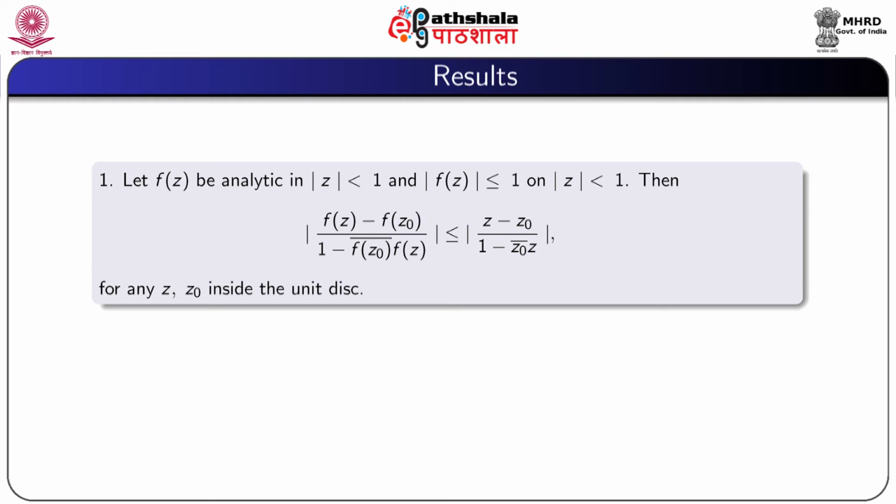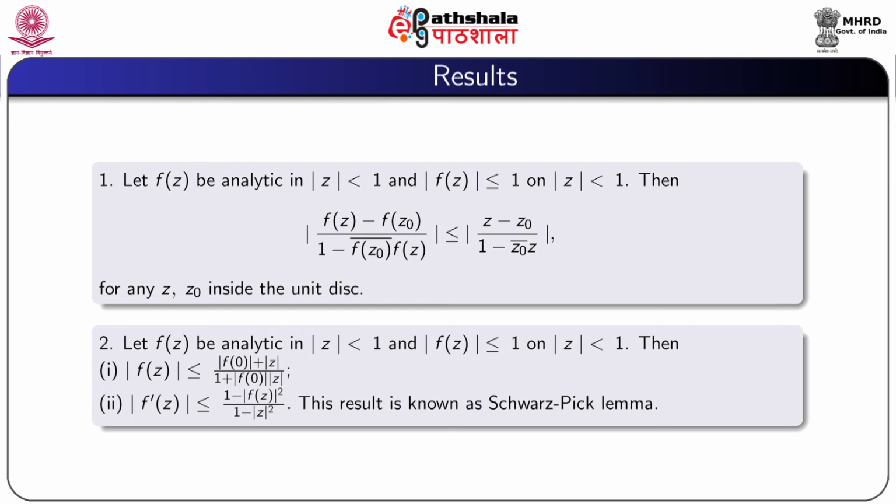Let f(z) be analytic in |z| < 1 and |f(z)| ≤ 1 on |z| < 1. Then |(f(z) - f(z0)) / (1 - conj(f(z0)) f(z))| ≤ |z - z0| / |1 - conj(z0) z| for any z, z0 inside the unit disk |z| < 1. Another result: let f(z) be analytic in |z| < 1 and |f(z)| ≤ 1 on |z| < 1.